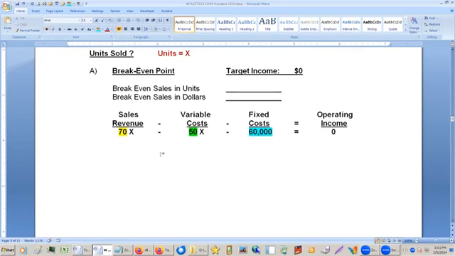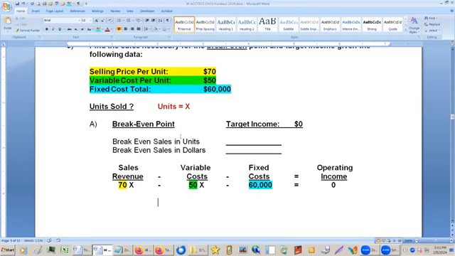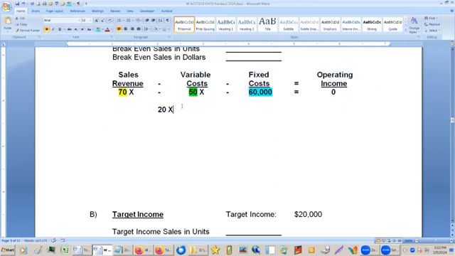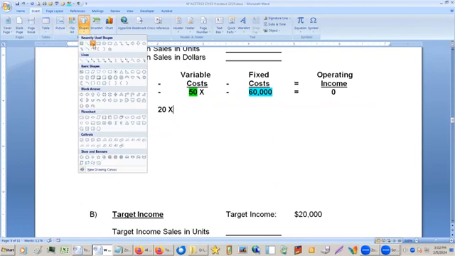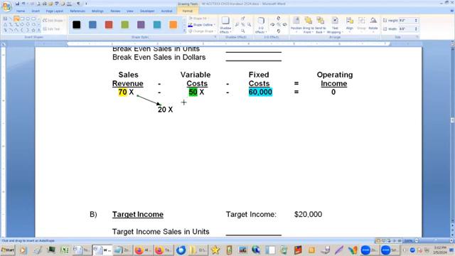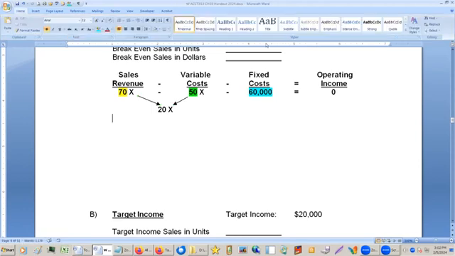Okay, so back to our math class. 70x minus 50x is how much? Yep, good. So this will be 20x. Okay, we want to get all the numbers on one side and the x on the other. So we want this fixed cost moved down to the other side. How would we do that?